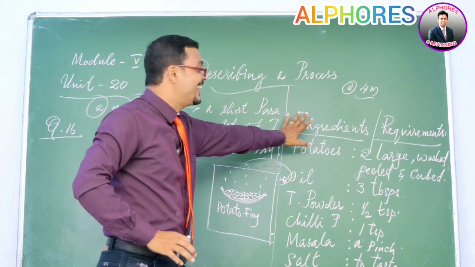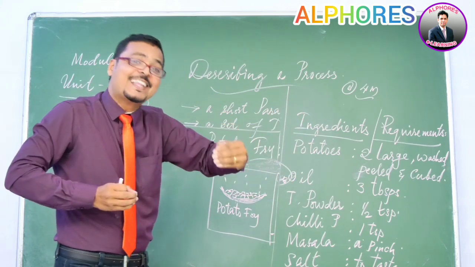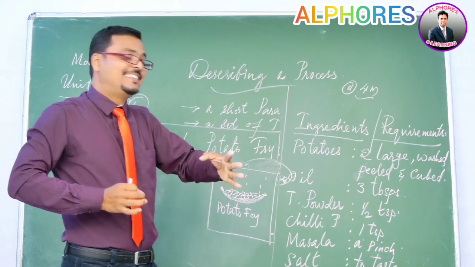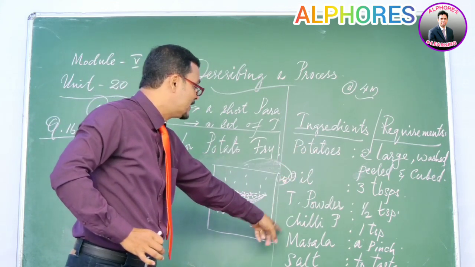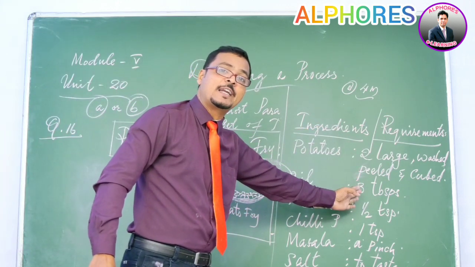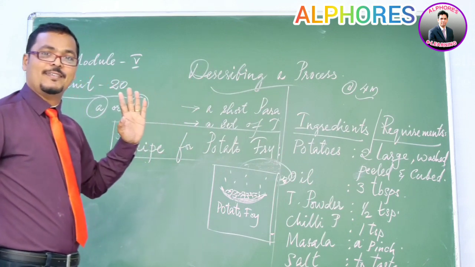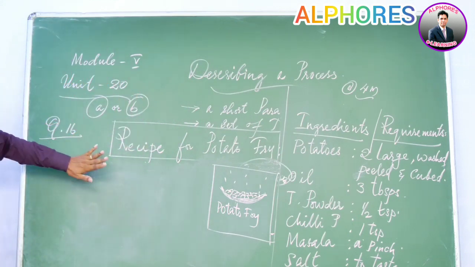When you are writing ingredients, only the ingredients you may write. What are added to that dish, what are added to that recipe may be added. Oil, yes, potatoes, oil, turmeric powder, chili powder, masala, salt, etc. And here the quantity may be mentioned on the right side. Okay, students? Now, coming to the second stage, which is method.